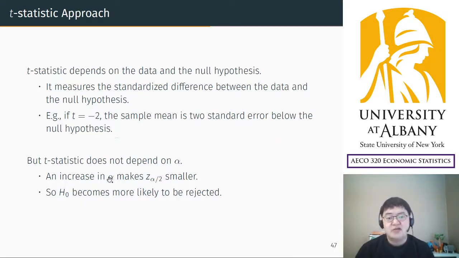Previously, when alpha increases, there is no intermediate step, but here we have to go through the z value as an additional step to be compared with the t-statistic. Okay, in the next video, I'm going to explain the critical value approach, the third approach, which is a little bit different from the p-value and the t-statistic.